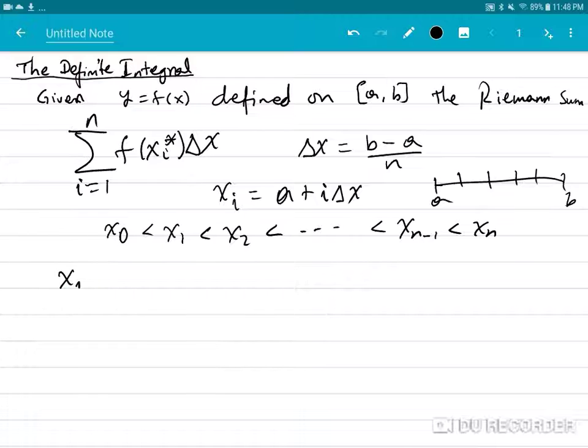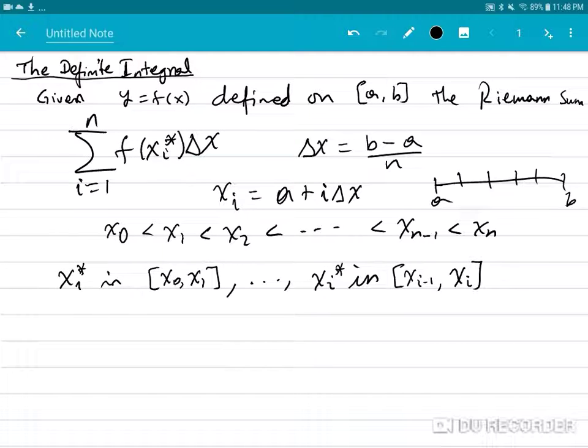And then pick x1 star in the interval [x0, x1], the first interval. And you continue to pick the same in each interval. In the ith interval, you pick xi star, and so forth. And then you calculate f of xi star multiplied by delta x. And that gives you the Riemann sum. So the Riemann sum is just this sum. So we can do the left sum or right sum or midpoint sum. That's what we discussed in class.